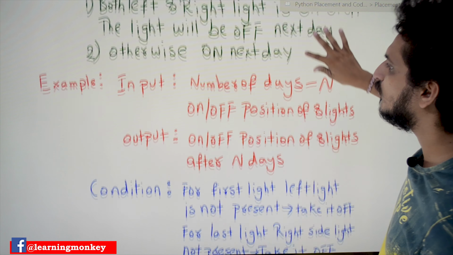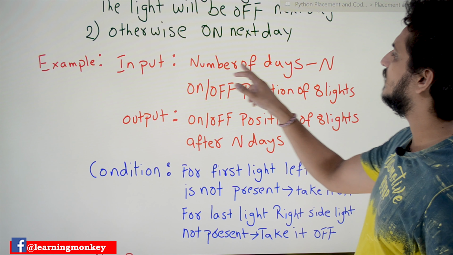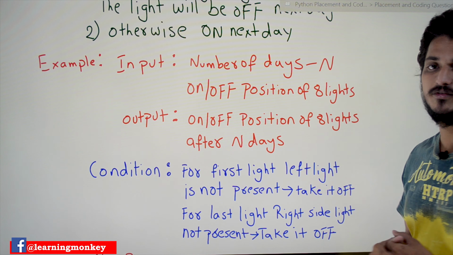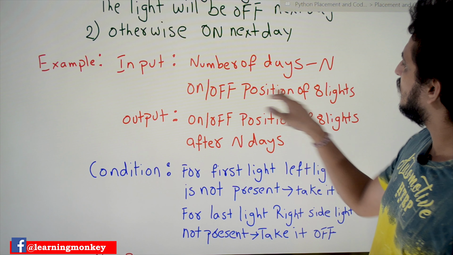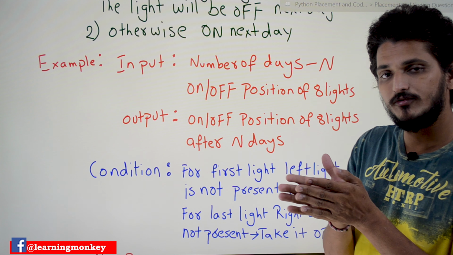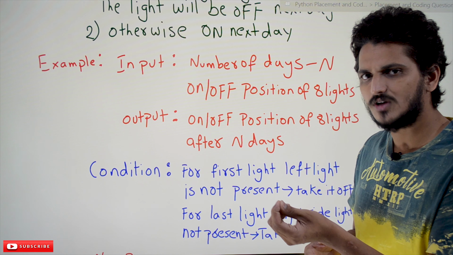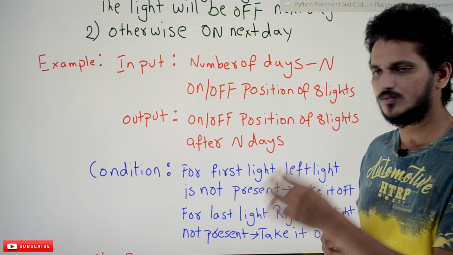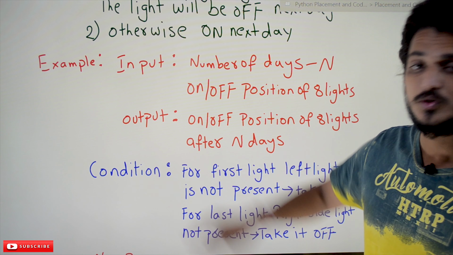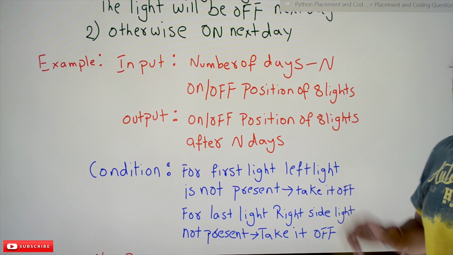What they are asking is that the input should be given as the number of days, n, and the on/off positions of 8 lights. We will place it in a list. On/off positions means 0 is off and 1 is on. The output should be the on/off positions of the 8 lights after n days.